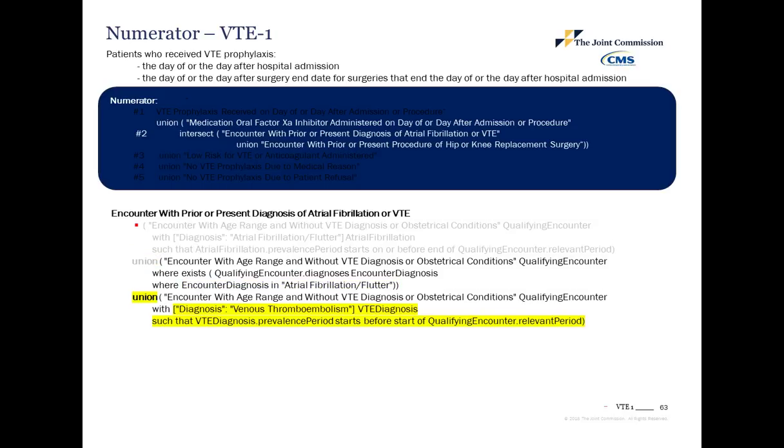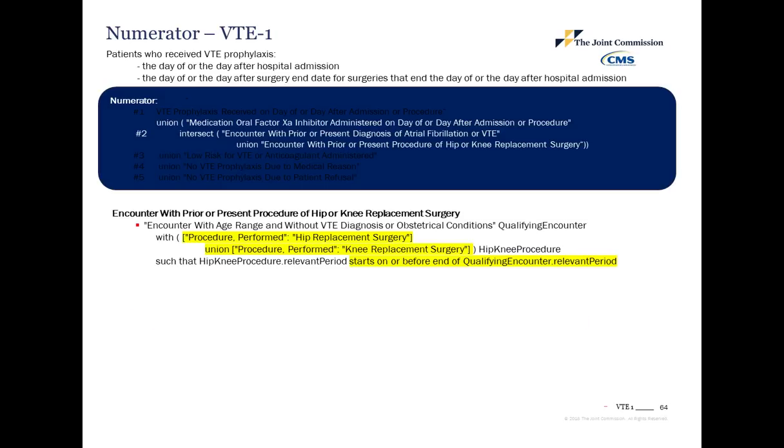And the third expression is looking for a diagnosis data type of VTE and the prevalence period to start before the start of encounter, which is referring to a history of VTE. The last definition in this condition is encounter with prior or present procedure of hip or knee replacement surgery. It's using the procedure performed data type to see if a hip replacement surgery or knee replacement surgery was performed on or before the end of the encounter.